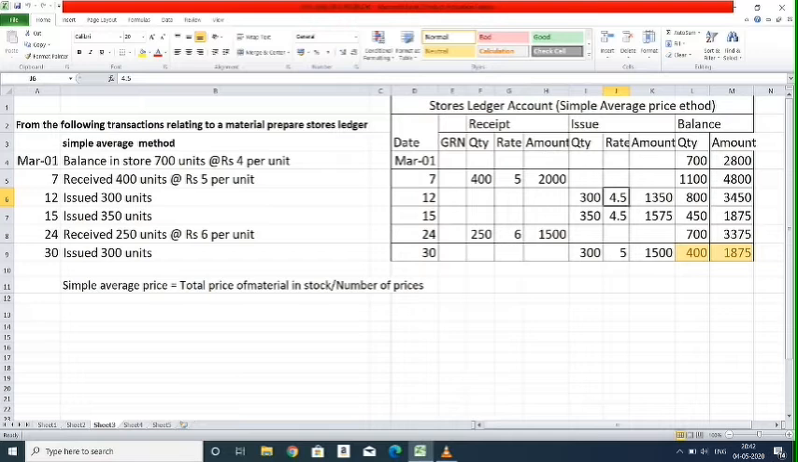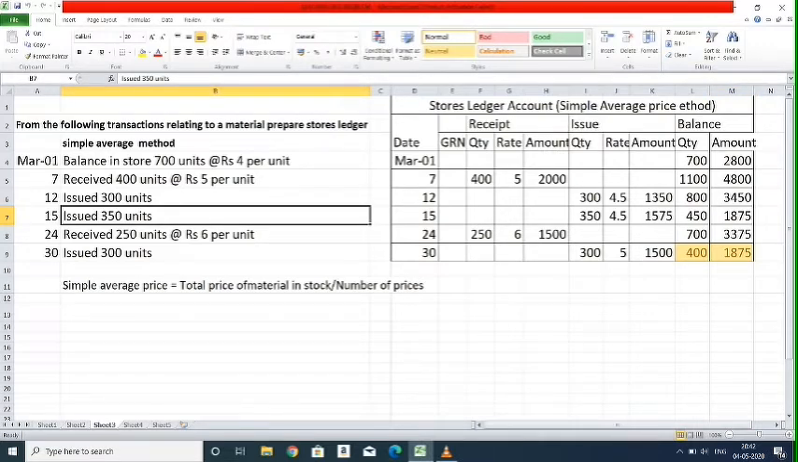This amount comes to 1350. Then in our balance, we have 1100 in stock. From that 1100 we issued 300 units, so our balance is 800 units. Its amount is 4800 minus 1350, that is equal to 3450. Then on March 15th, we issued 350 units.